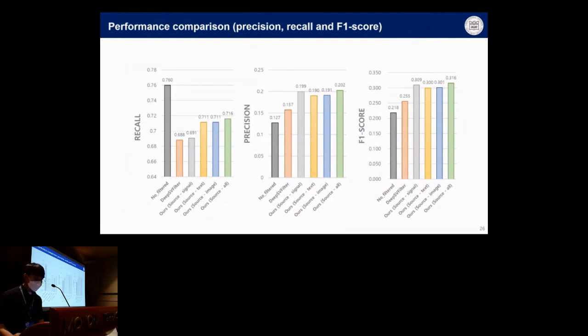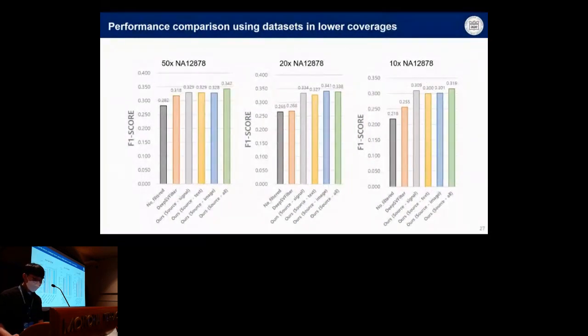Dark gray shows SV callers with no filtering. The red bar is with false positives filtered out using DeepSVFilter, and green is using our transformer model. Our model improved both recall and precision compared to DeepSVFilter, resulting in a higher F1 score. And we tried to apply our model using datasets with low coverage, such as 20x and 10x coverage. Our model still shows a higher F1 score than DeepSVFilter.